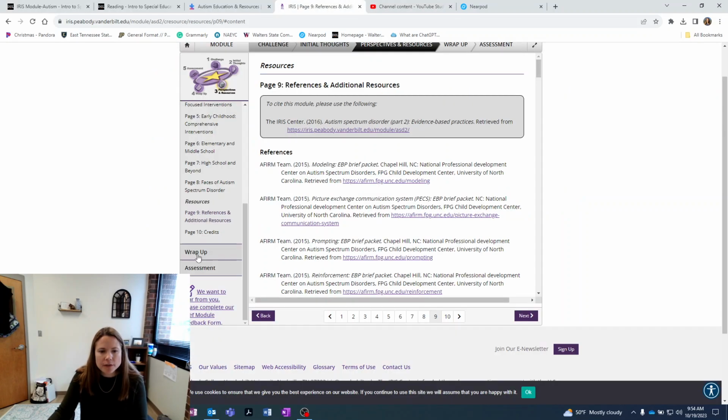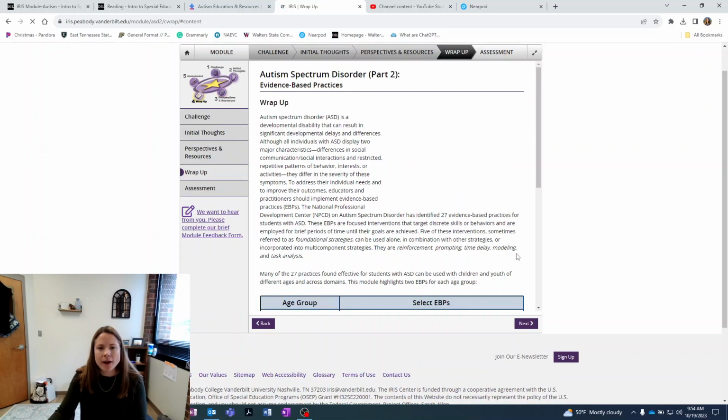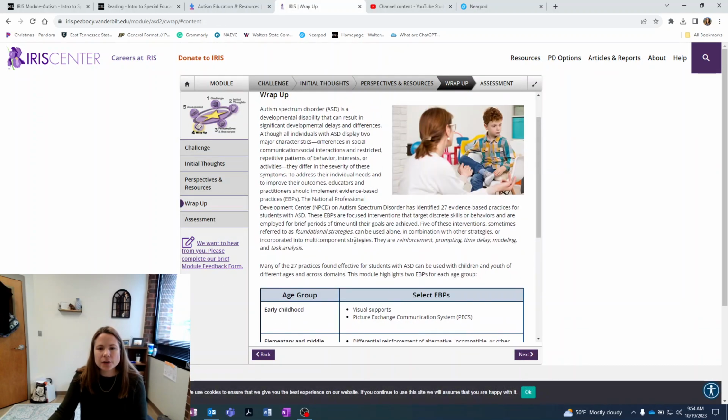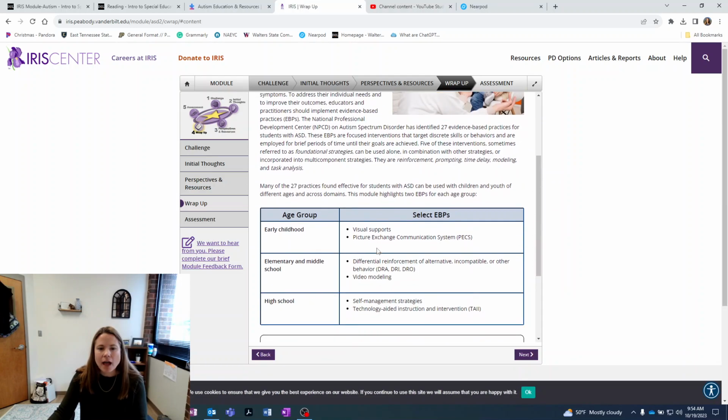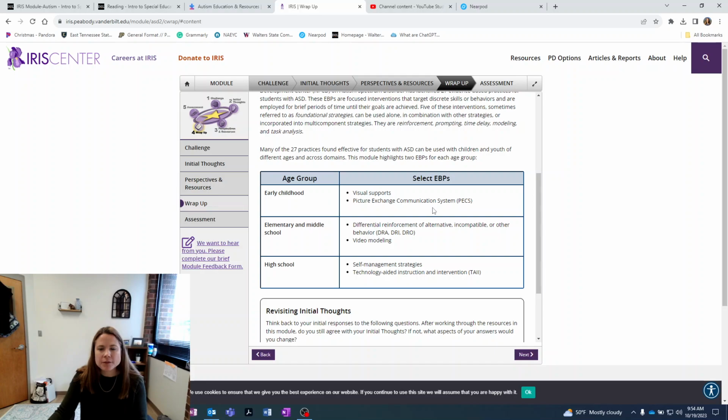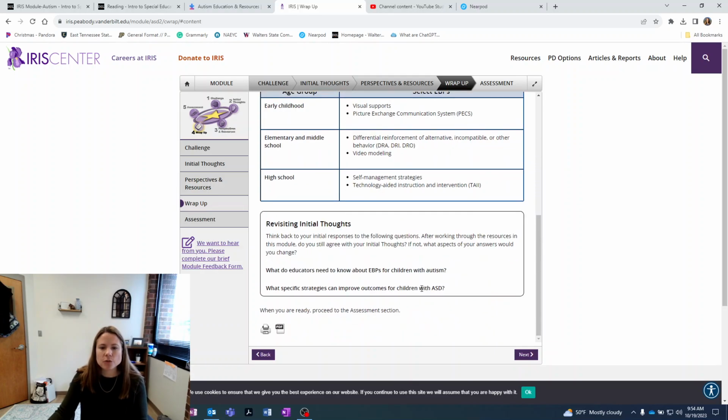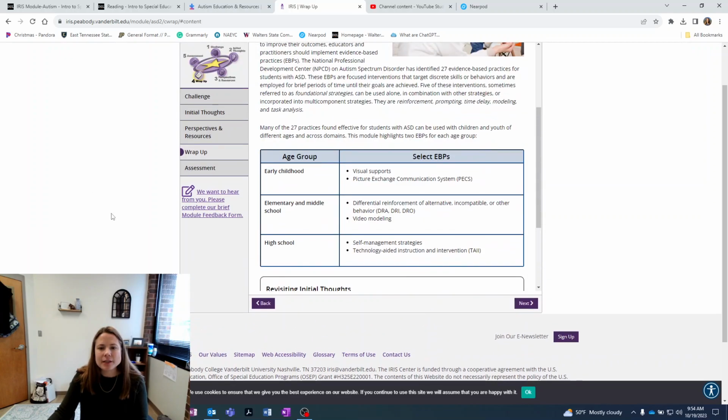So I'm going to show you the wrap up. In the wrap up, it has some very good examples of how you could give supports, or those evidence-based practices, for each individual group. And I will be asking questions about this on the test. So that's what I was talking about in the assignment instructions.